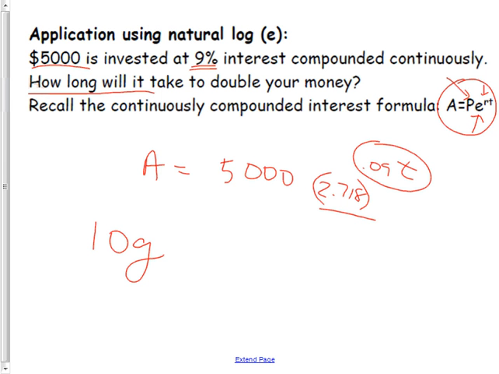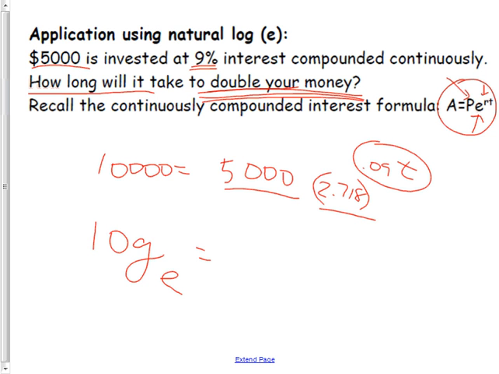2.718, which is also known as E, log base E, of some amount. Wait a minute, they never told me the amount here. It says double your money. What's that amount then if you're supposed to double your money? No. You had 5,000, you're going to double it. 10,000. There we go. Now, I have to rewrite this thing.